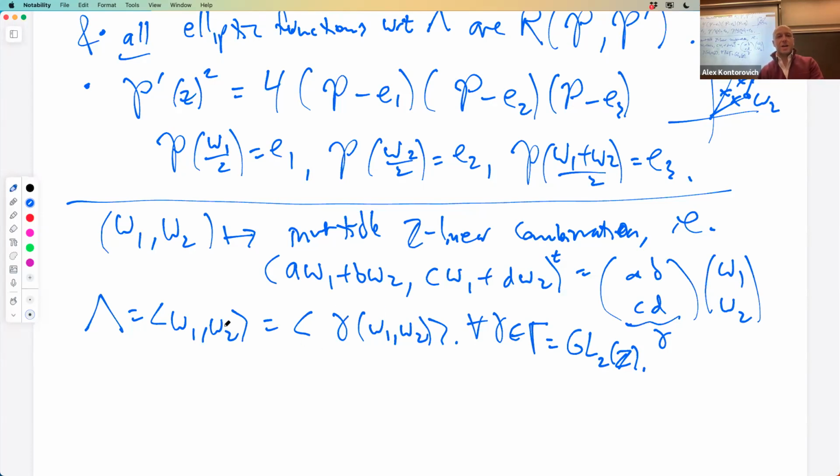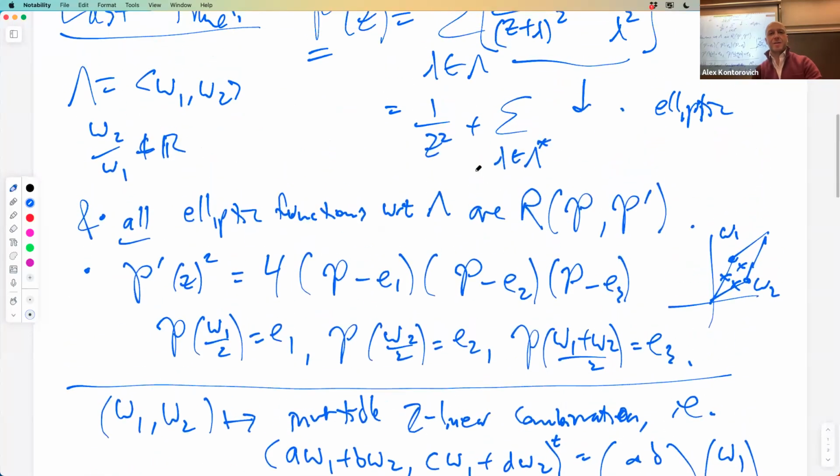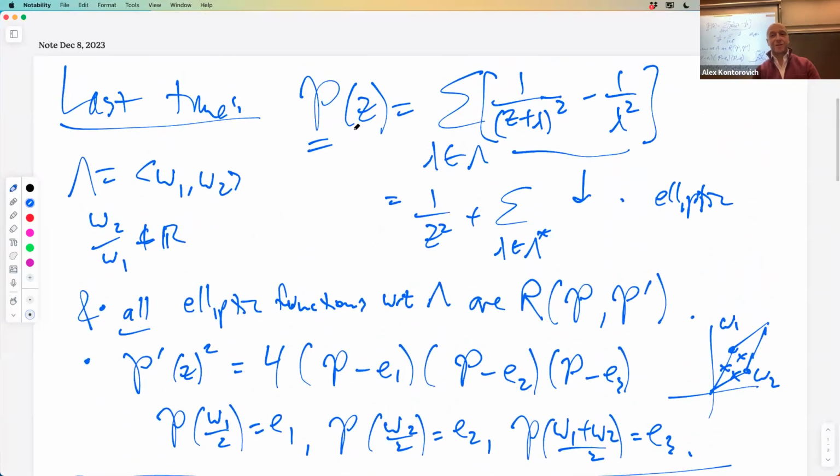So why is the definition of the Weierstrass P function invariant under the choice of generators for the lattice? It was just a function of the lattice. It doesn't care which generators you put in. So it's sort of obvious.